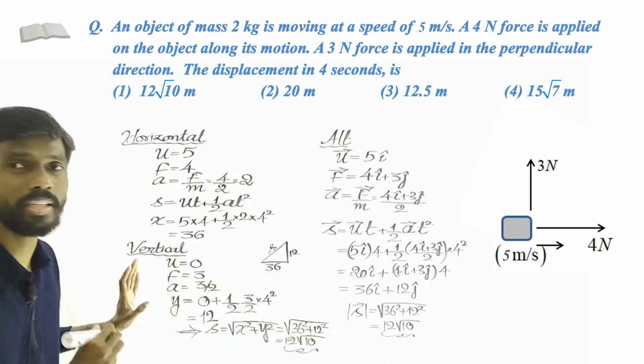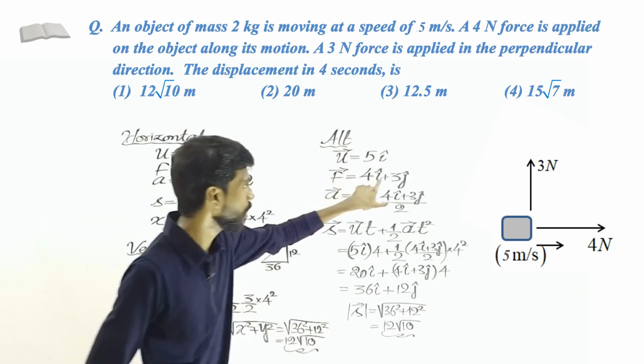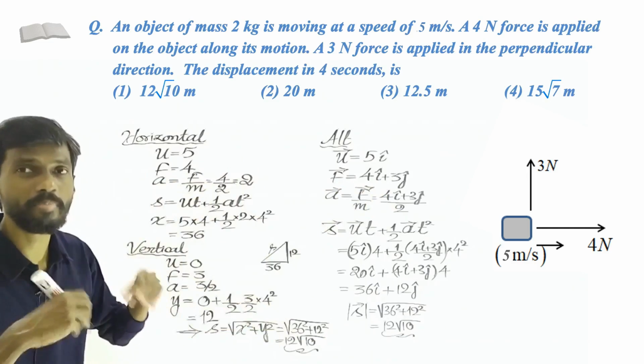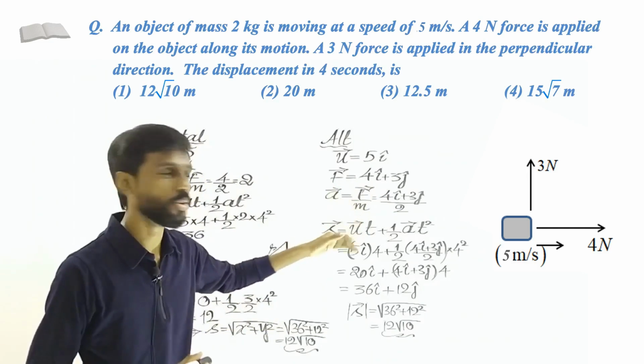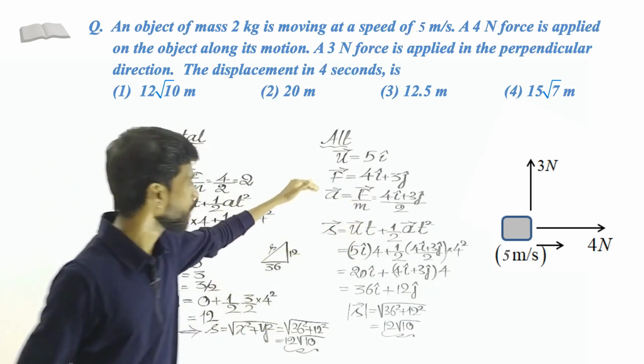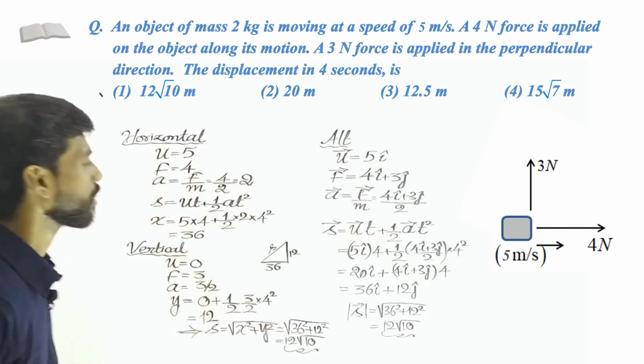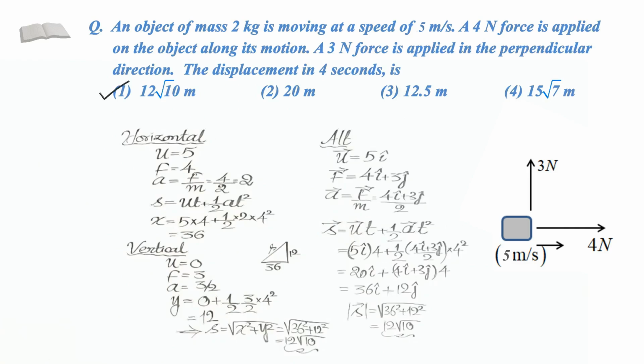Actually both are the same method only. Instead of considering the two components, we consider the two directions separately. These two directions are nothing but the two components of the vector. So both the methods are the same, but in the vector method we can consider these two cases together. Alright, in any case, we get the answer 12 root 10.